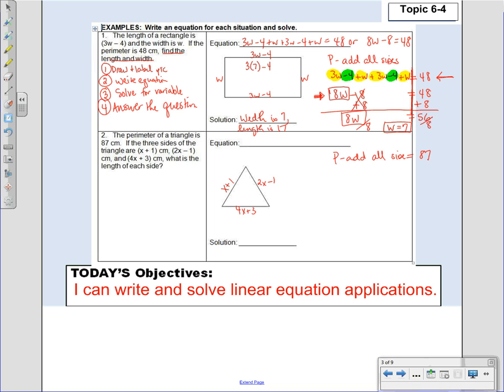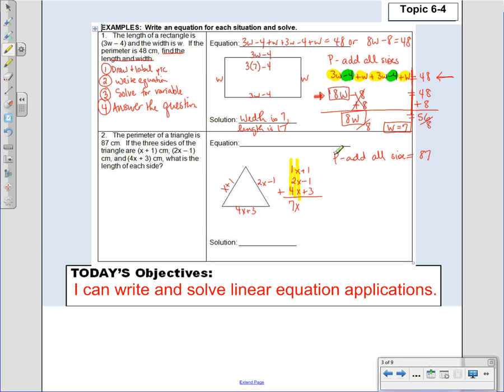Well, we add up all the sides. I'm going to show another method. Instead of going sideways, I'm going to go up and down. We have x plus 1, that's one side. 2x minus 1, that's another side. 4x plus 3. When I do up and down, I'm adding everything. The number in front of the x is a 1. So first I'm going to look at just my x's and combine them. It's 1x plus 2x plus 4x. That's a total of 7 x's.